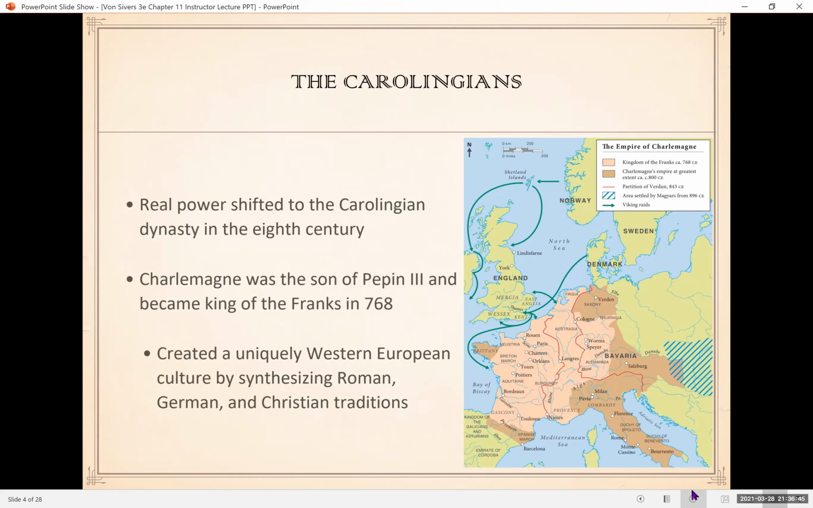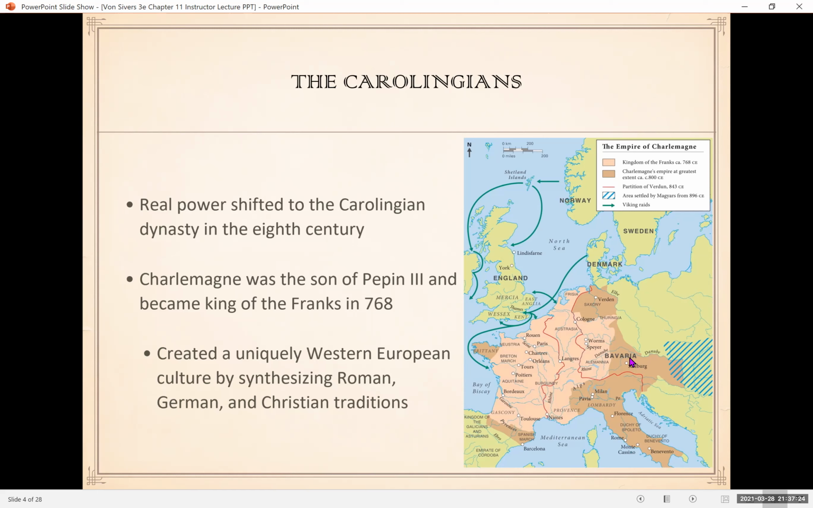And Charlemagne is a very smart politician. He is going to try to create a court and an empire that will rival their neighbors, the Byzantine Empire. And so he's going to do things like encourage people in the areas around him to become Christian so that he will get more support from the church.